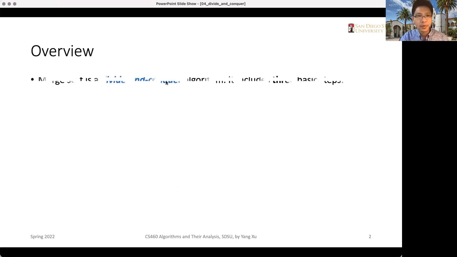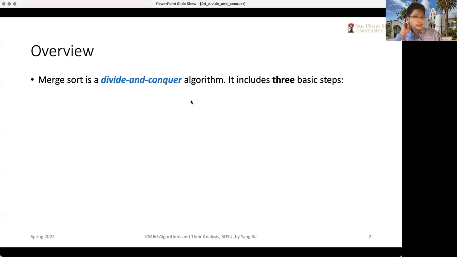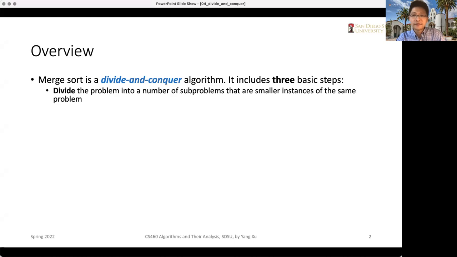All right. Okay, so we already have some sense of how a divide and conquer algorithm works. Merge sort is a very typical example. We have three basic steps to carry out divide and conquer. First, we want to divide the problem into several sub-problems. And those sub-problems are smaller instances of the same type of problem. Okay, only smaller in magnitude.